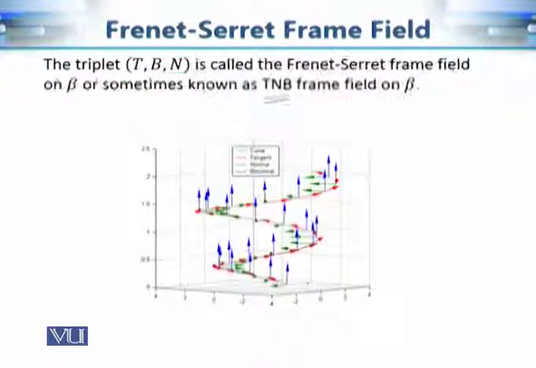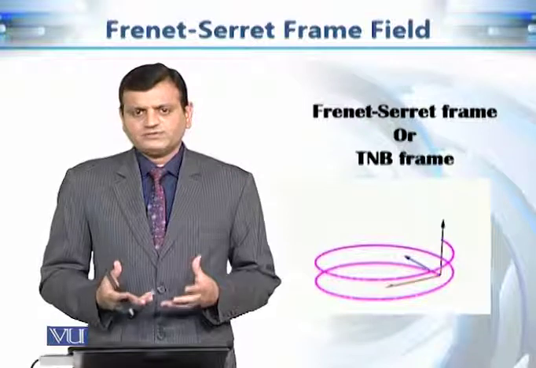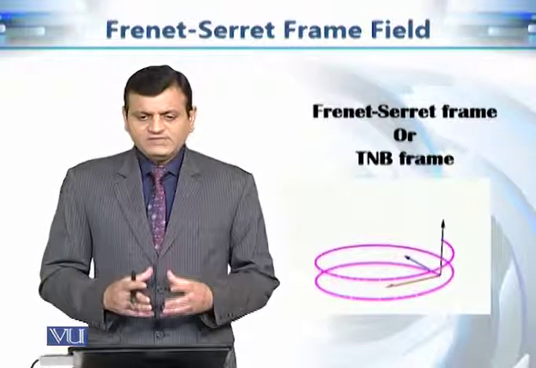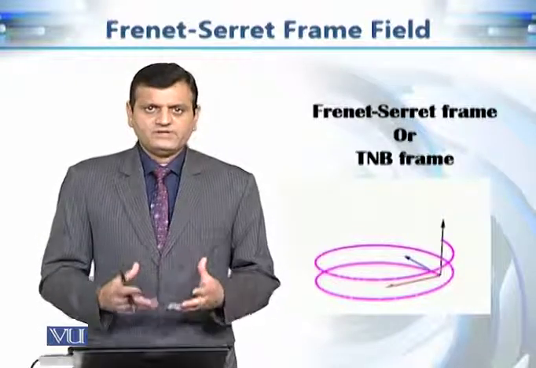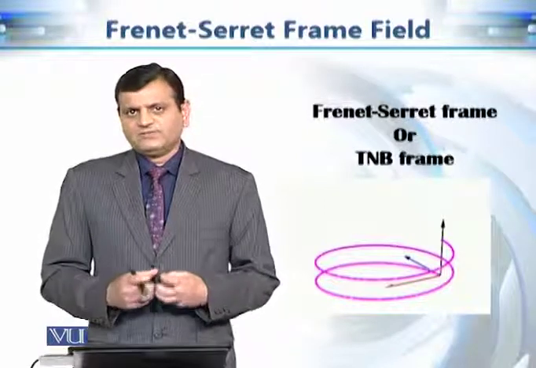Now this triplet of three vector fields on any given curve is known as the Frenet-Serret frame field, or sometimes the TNB frame field, on any given curve beta. In this discussion we have introduced three mutually orthogonal unit vector fields on any given unit speed curve in R3. These three vector fields contain geometrical information about the curve, and in the next discussion we will see how we can extract this geometrical information.